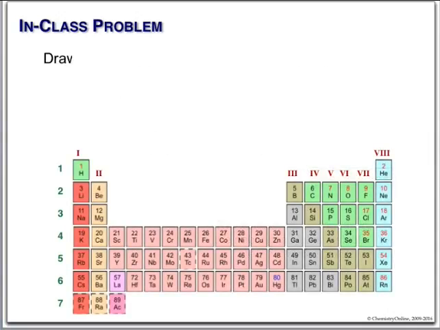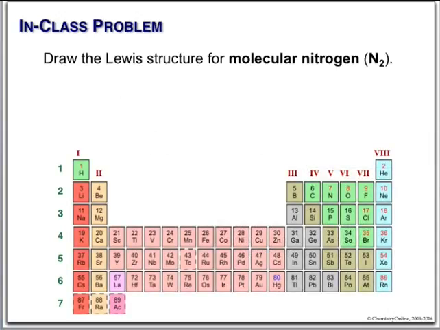Let's do an example here. Think about nitrogen itself. N2. Nitrogen exists as 2 nitrogen atoms bonded together. All right, so here we are, group 5. Draw 2 nitrogens, each with 5 electrons.